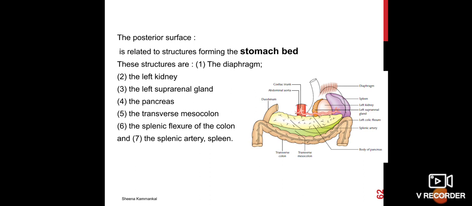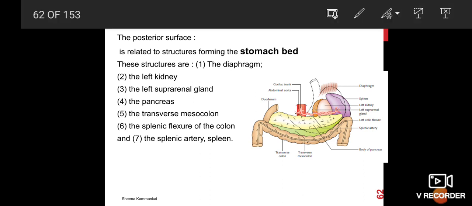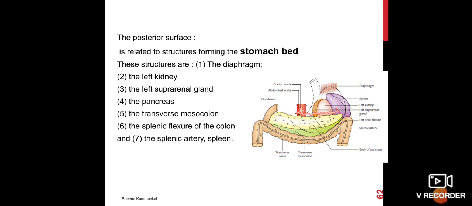Now, the relations of the posterior surface are collectively called the stomach bed, because the stomach is lying over these structures. So the structures present along the posterior part are collectively called the stomach bed. Since the stomach is present on the left side, almost all the visceral organs on the left side form the relation of the posterior surface of the stomach. So the stomach bed consists of diaphragm, left kidney, and obviously the left suprarenal gland, because the suprarenal gland is present just above the kidney. Then you can see the pancreas, transverse mesocolon.